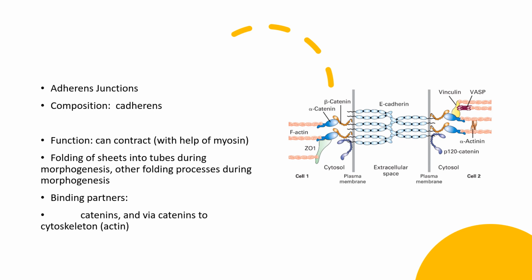Further, going into more detail about the adherens junctions, the major composition is the cadherins, and the function is that it can contract with the help of myosin. There is folding of sheets into tubes during morphogenesis and other folding processes during morphogenesis. And the major binding partners are the catenins and, via catenins, the cytoskeleton, which is the actin. So the exact formation and function of the adherens junction can be described over defined steps, including the initiation, cadherin recruitment, and recruitment of the plaque proteins.